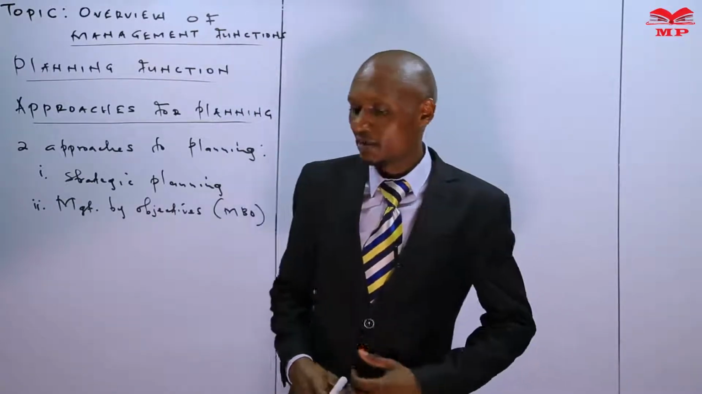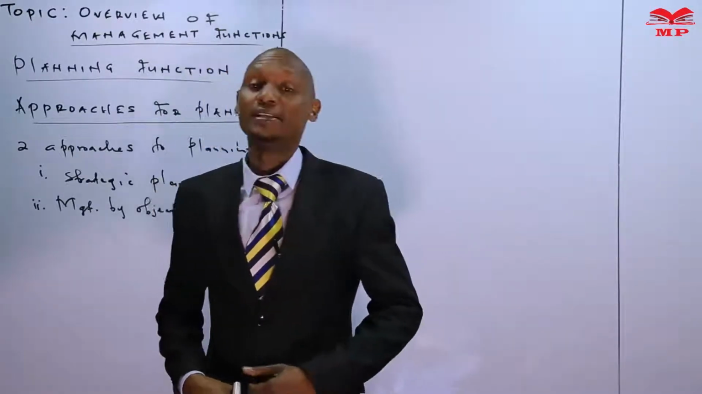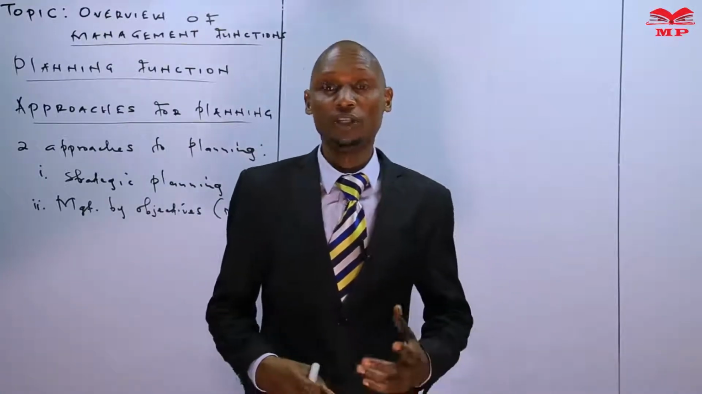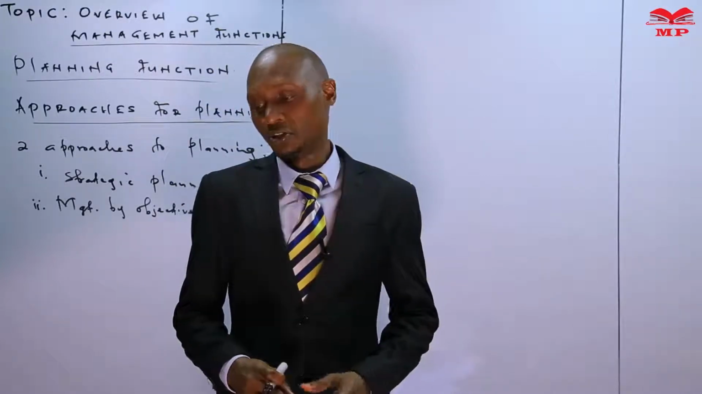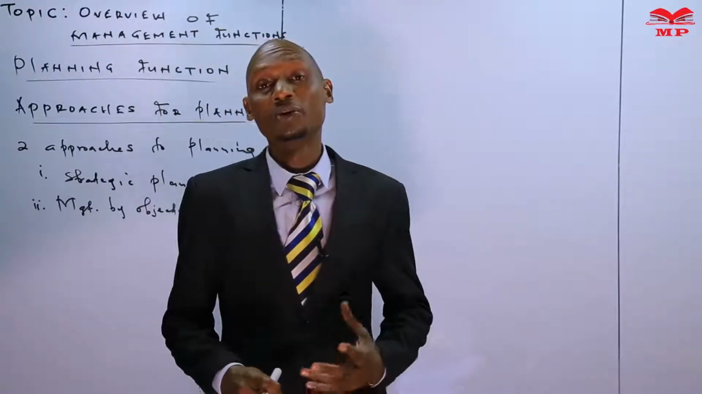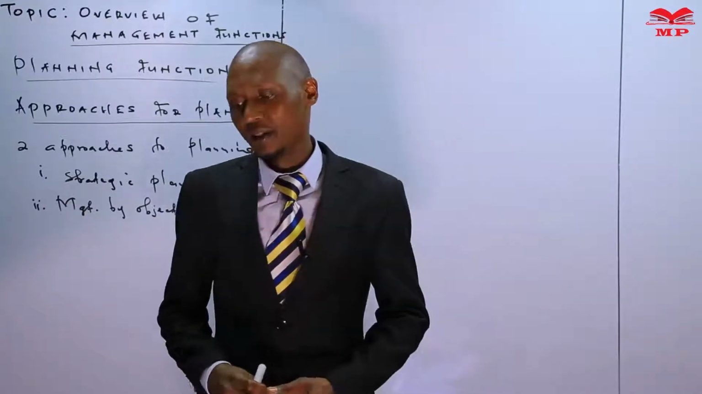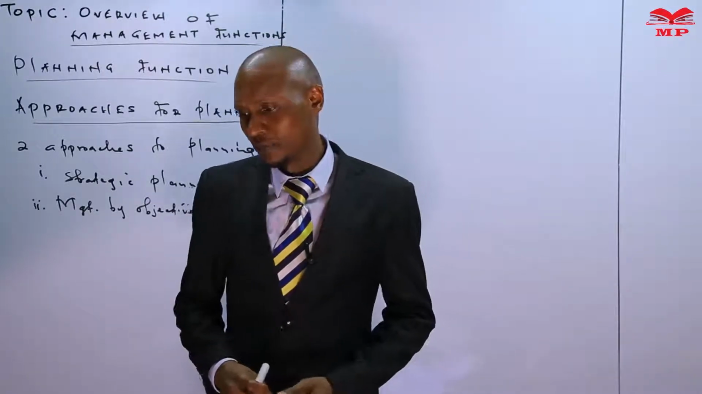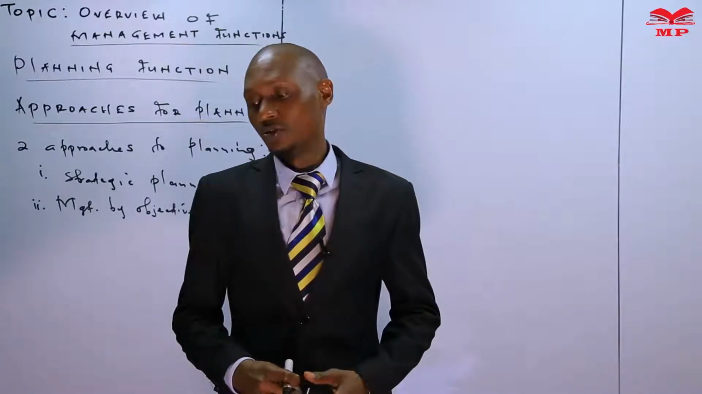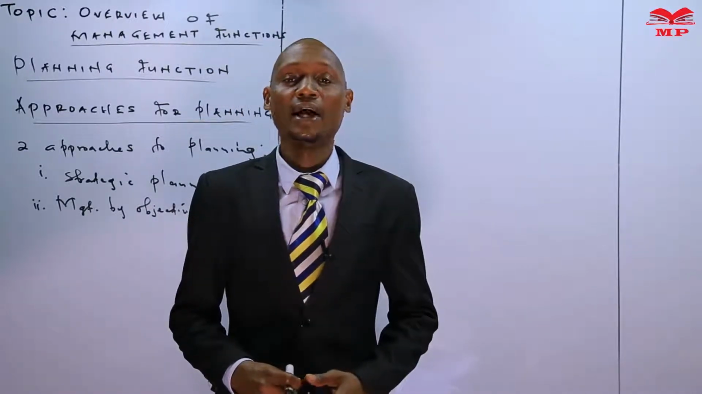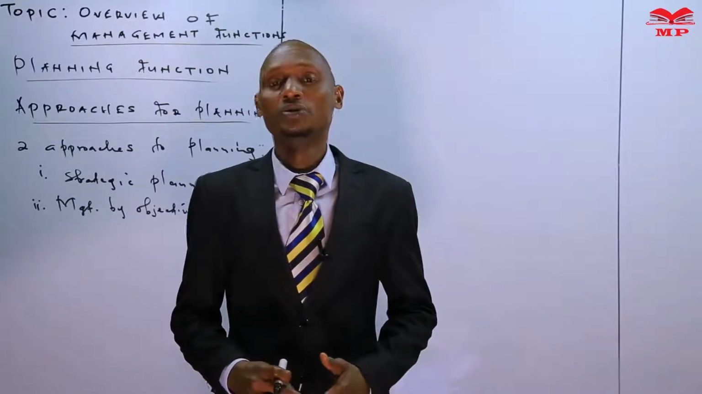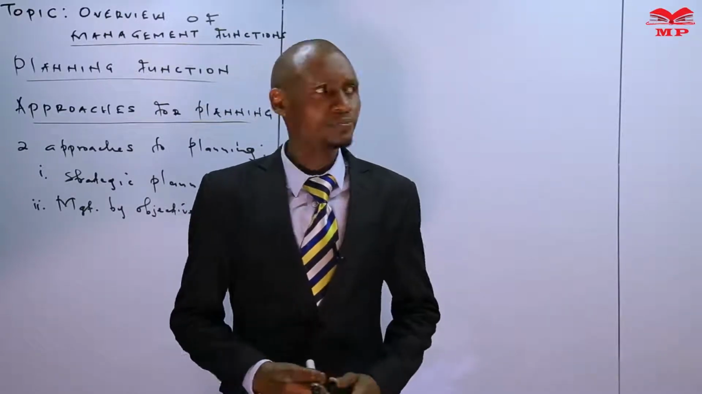So basically, we can define strategic planning as a systematic process of envisioning the desired future and translating this vision into broadly defined goals and objectives, and then putting in place the appropriate set of strategies to achieve the organization's vision by aligning the organization to its environment.